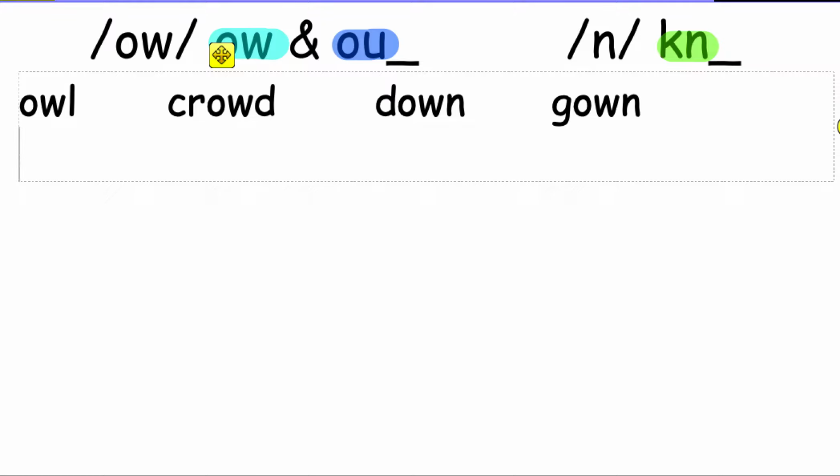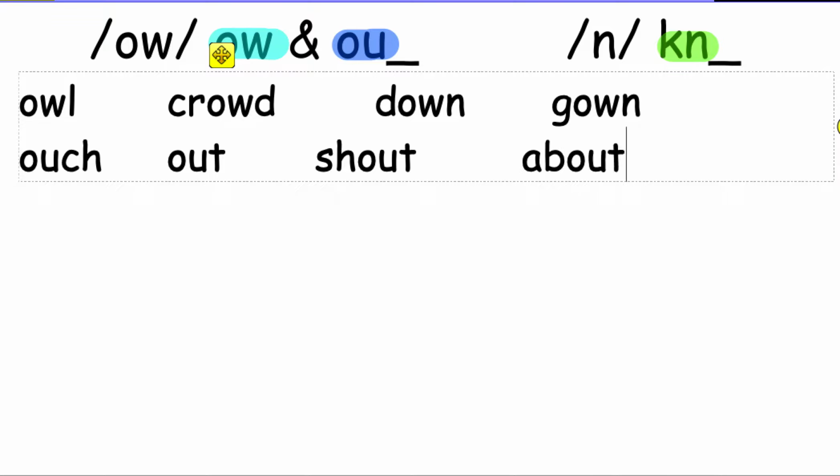Now we're going to do ow spelled O-U, which will not come at the end of a word. Ouch. Out. It's a ball word. You should know it. Shout. About.